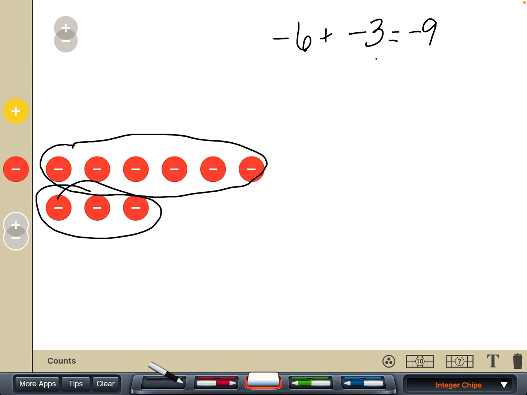Okay, so your next thing that you're going to do is you're going to practice using the counters like this, and you're going to practice making 0 pairs and or not making 0 pairs and putting integers together, adding them together, and coming up with the sums, okay? And you're going to practice using your two color counters.